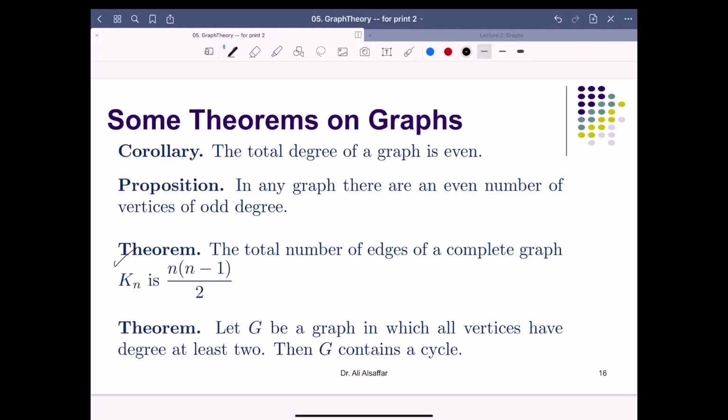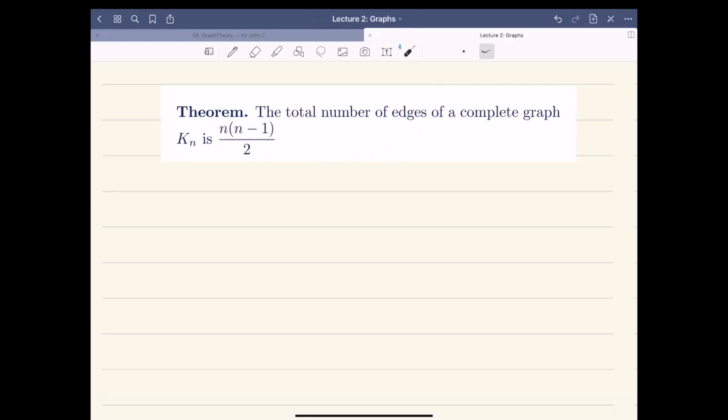Next is the theorem. It says the total number of edges of a complete graph, Kn, where n is the size of the graph, the number of vertices, is given by this equation: n times n minus 1 over 2. Now, how do we deduce this equation? Here is the proof, and it's going to be a direct proof.